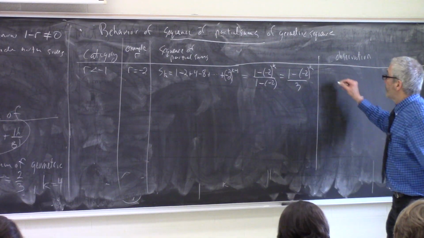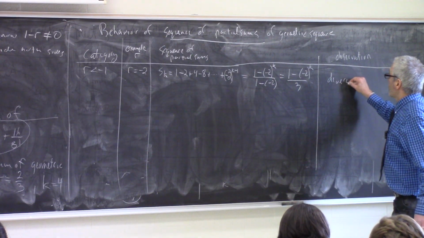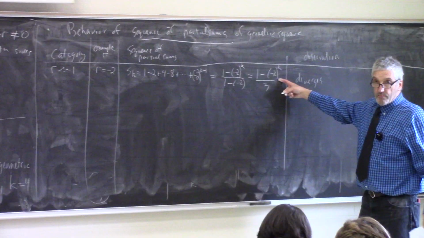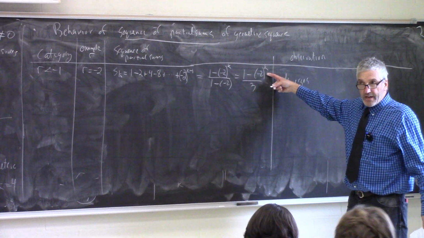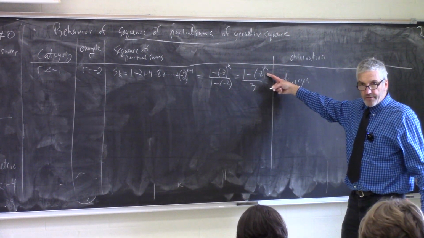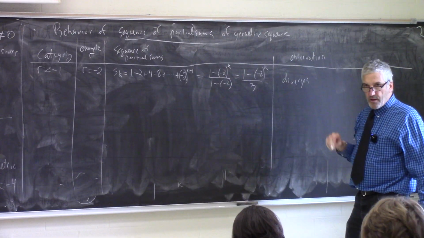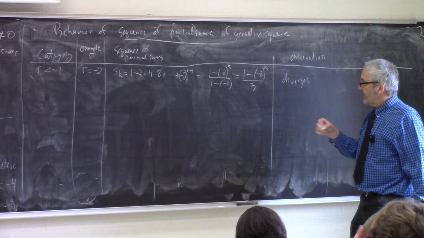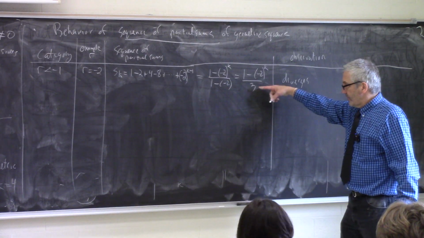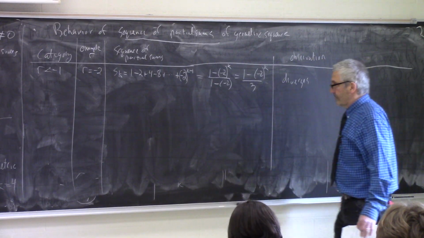Diverges. Right, diverges, because when k gets bigger and bigger, I'm raising -2 to bigger and bigger powers. It's swinging back and forth between huge positive numbers and huge negative numbers. So this value doesn't settle down.